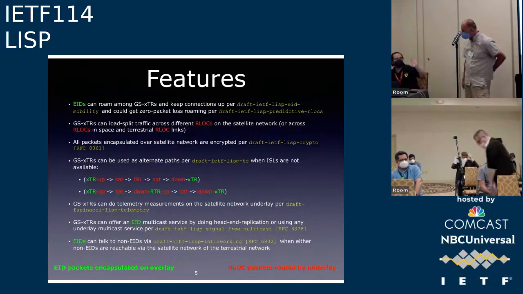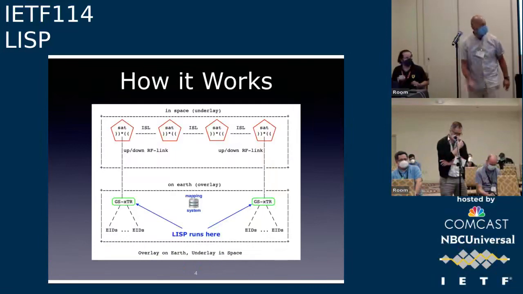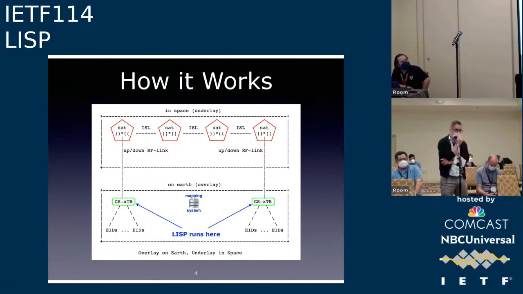I understand your question. Could you go to the diagram? Like here. Okay, so let's say this XTR has an R-loc that's always reachable via the satellite. That XTR on the right-hand side could have a terrestrial link that's also accessible on the ground. So there'll be two R-locs that you can load split your traffic over.